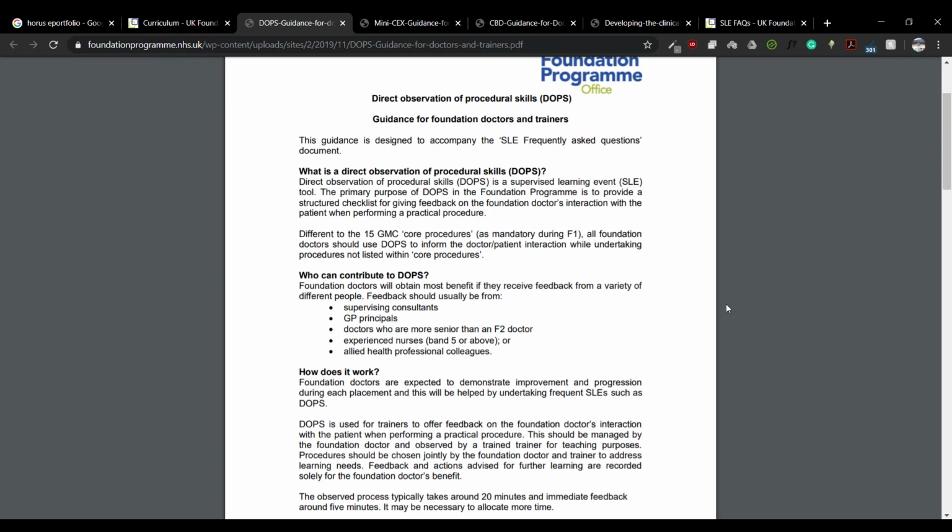Maybe you have done hundreds and hundreds of cannulas in your life. And some doctors I've worked with can even do cannulas with their eyes closed. But that's not the purpose. The purpose is that a consultant saw you do it and is happy that you can do it. So it's all about documentation. It's all about evidence and proof.